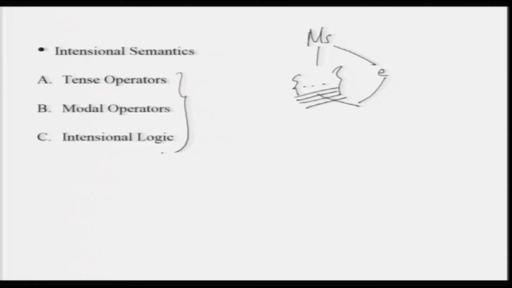So there will be 3 parts there. One, tense operators. We need to distinguish sentences like "I go" and "I went," so we need tense operators for that. And modal operators, which are basically 2. There is no point in talking about modal operators right now, anyway we will do that. And finally intensional logic, which will talk about the grand program of Frege and how it could be formalized.